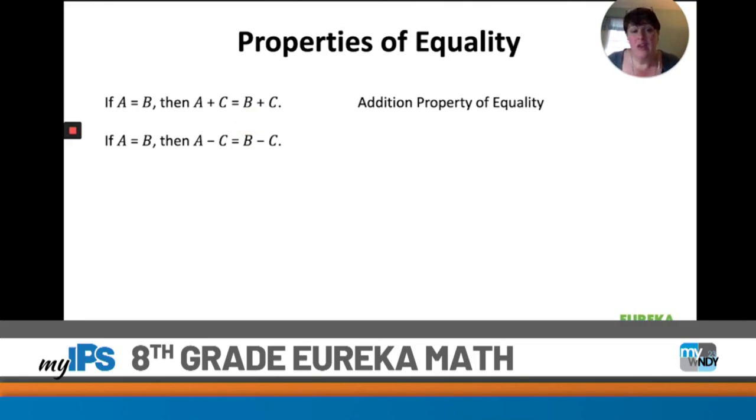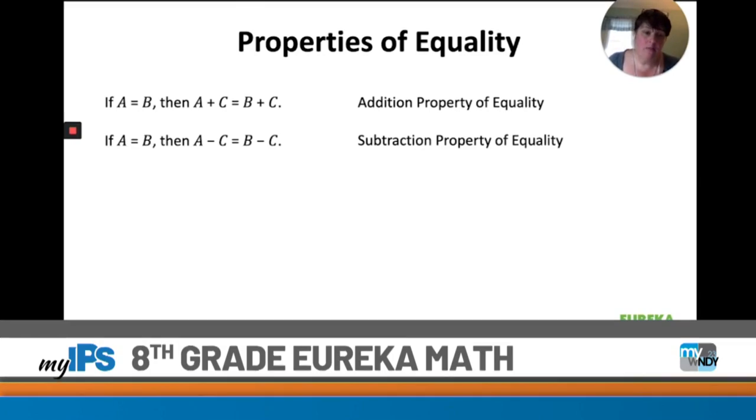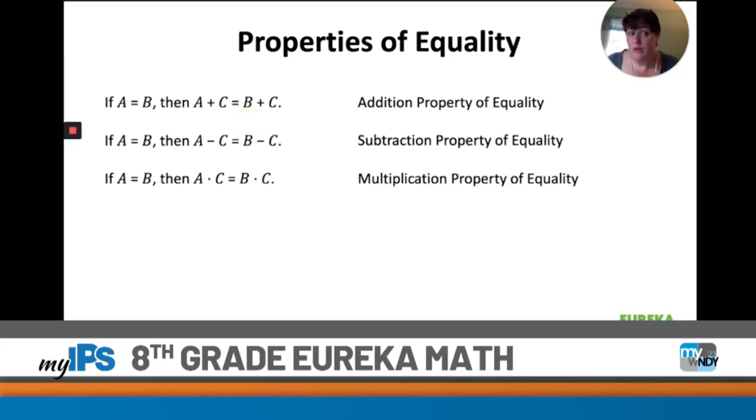The same thing happens when we use subtraction. If A equals B, then A minus C equals B minus C. That's the subtraction property of equality. Do you think you might know what the next one is? Did you guess multiplication? I bet some of you did. That's right. If I multiply by that same constant on both sides of the equation, that's called the multiplication property of equality.